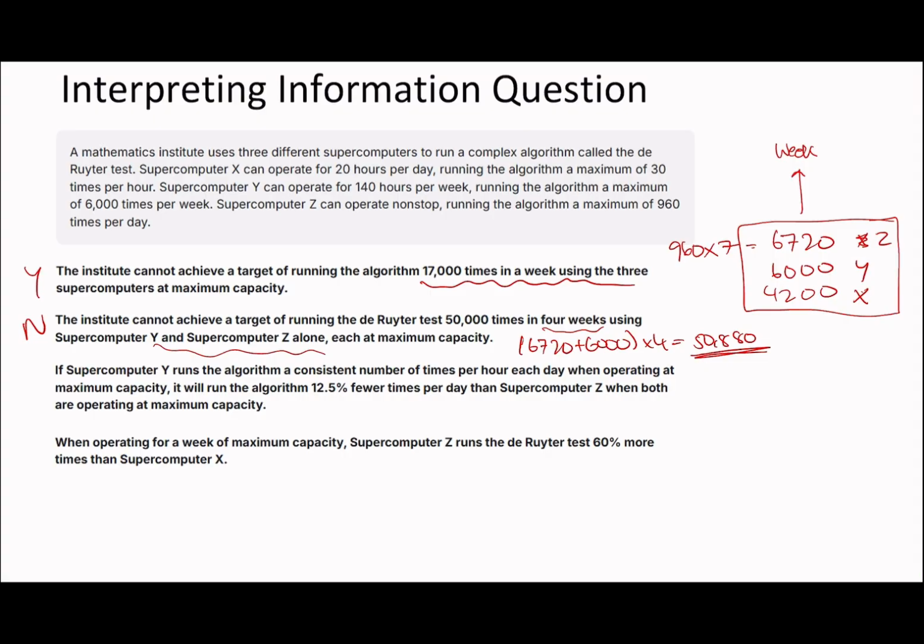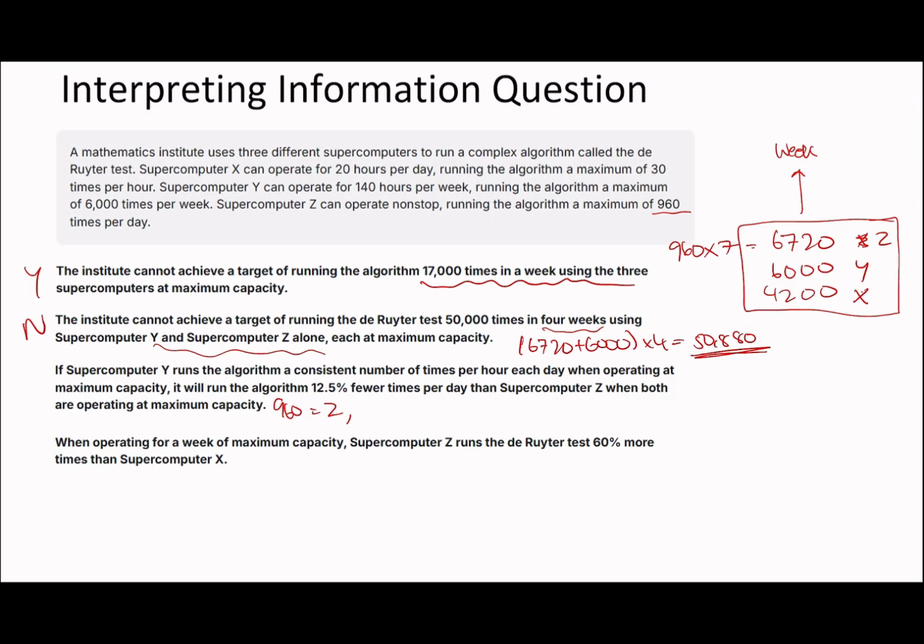Okay. So if supercomputer Y runs the algorithm a consistent number of times per hour each day when operating at maximum capacity, it will run the algorithm 12.5% fewer times per day than supercomputer Z when both are operating at maximum capacity. So supercomputer Z is 960 a day, and for Y it says it's 6,000 times per week, operates for 140 hours. So if it's 140 hours per week and it's 6,000 times per week, it's going to be 6,000 divided by 140. Sorry, not 6,140. It's going to be 960.